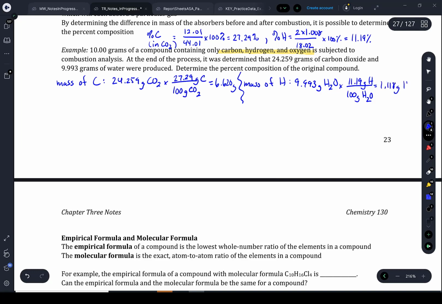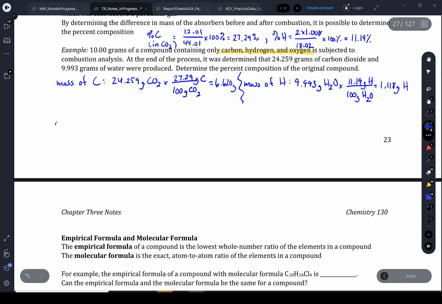And you notice that does not add up to 10 because of the oxygen. Now, if I want to find the percent composition, I'm not going to bother doing the mass of oxygen, because if I'm doing percents, I can always find the percent of carbon, the percent of hydrogen, and then just say the rest is oxygen. Now, I picked a very easy number. I picked 10 grams. Converting that to a percent should be a piece of cake.